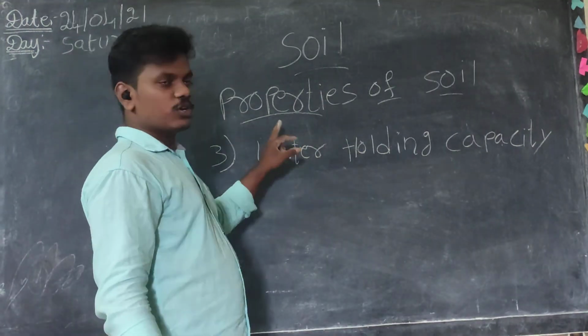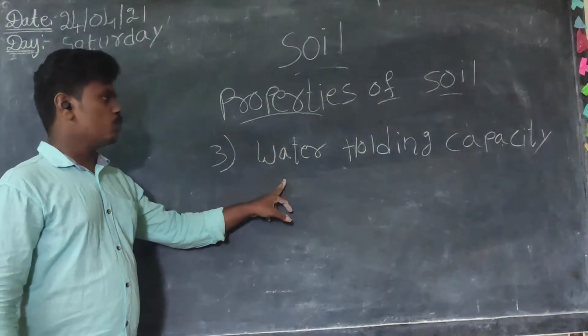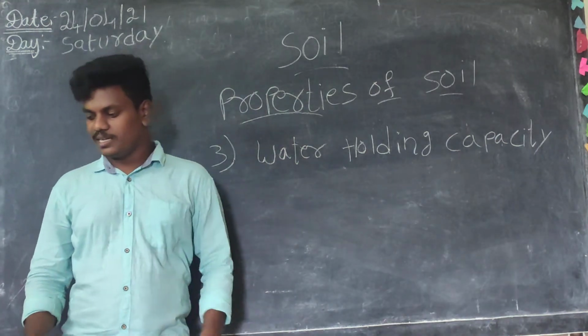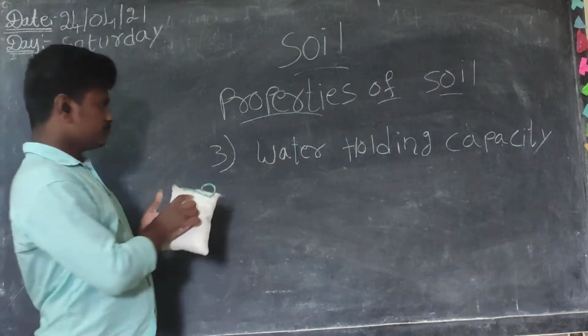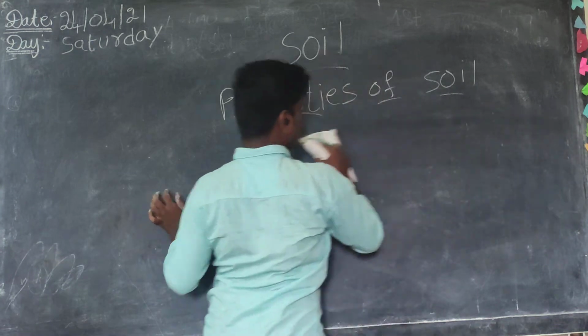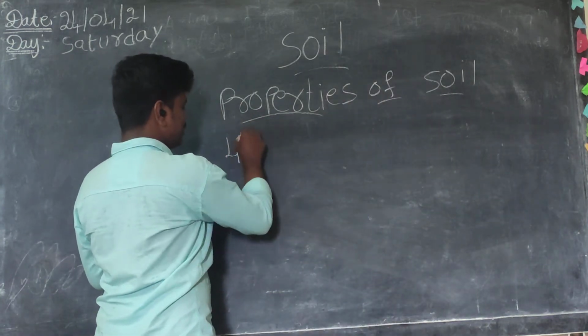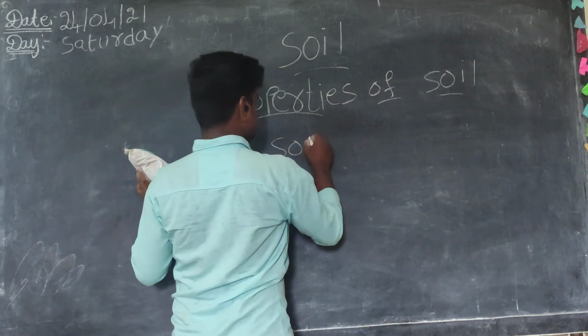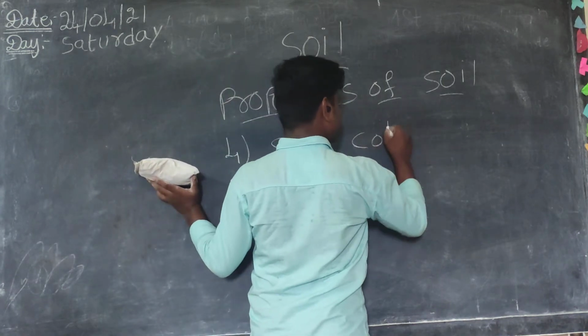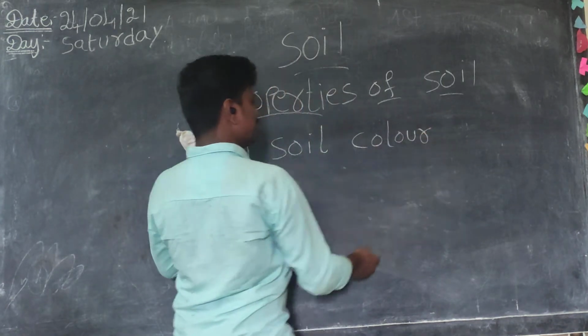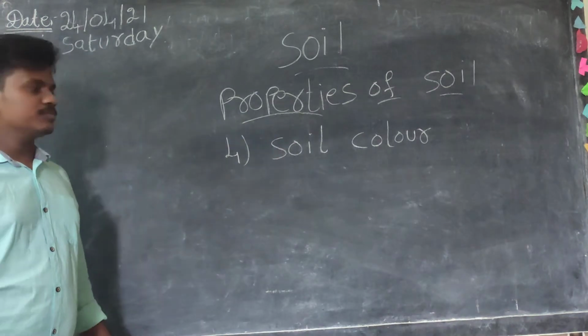The third component of soil properties is water holding capacity. And next, the fourth one. The fourth one is soil color. Can you differentiate this?